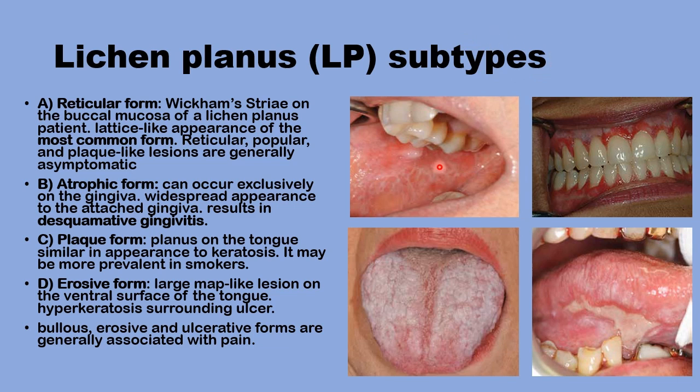The most common is this, the reticular form with the characteristic Wickham's striae on the buccal mucosa or the tongue, and it's generally asymptomatic. There is also the atrophic form affecting the gingiva and giving rise to desquamative gingivitis. Then the plaque form, which resembles hyperkeratosis on the dorsum of the tongue and is more common in smokers. And the erosive or ulcerative form characterized by a large map-like lesion on the ventral surface of the tongue surrounded by hyperkeratosis, and can be quite painful.